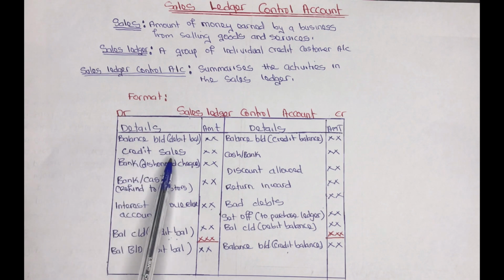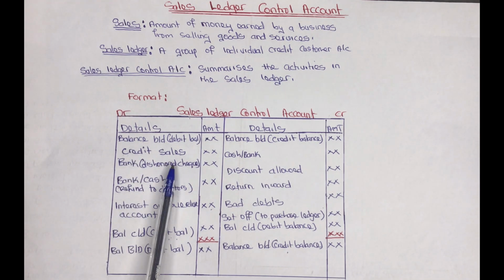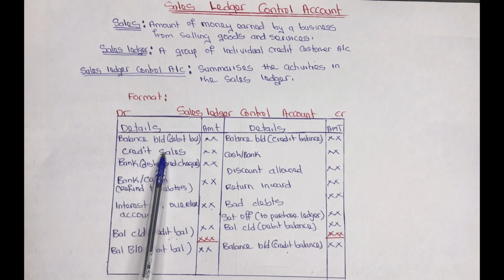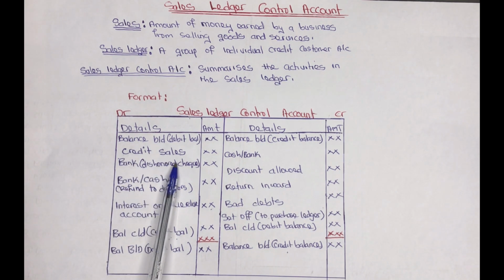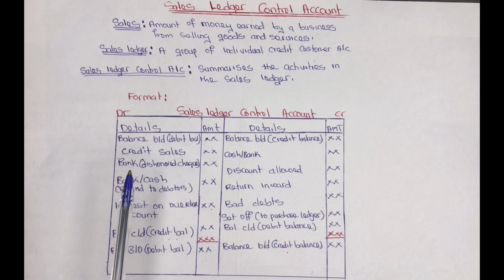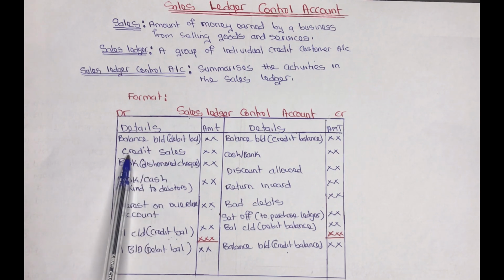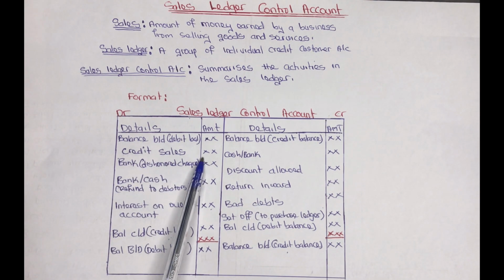And then we also have credit sales. These are goods that were sold to customers on credit, so they haven't paid yet. We write them here as credit sales. These credit sales can be found in the sales day book. If you want to trace this amount, you go to the sales day book and you will get it.